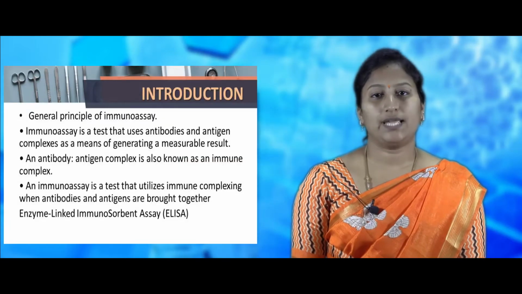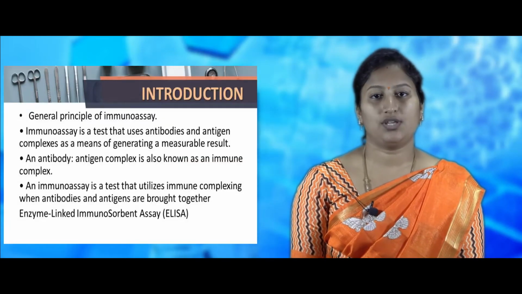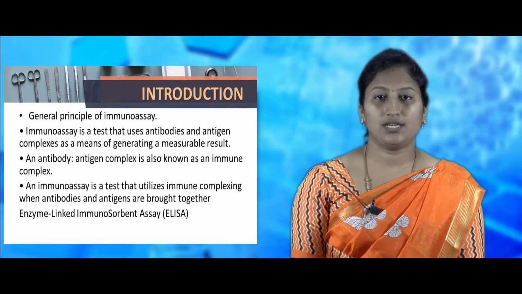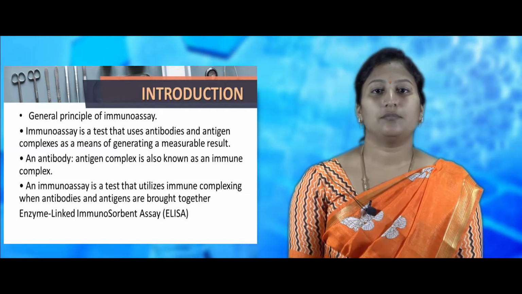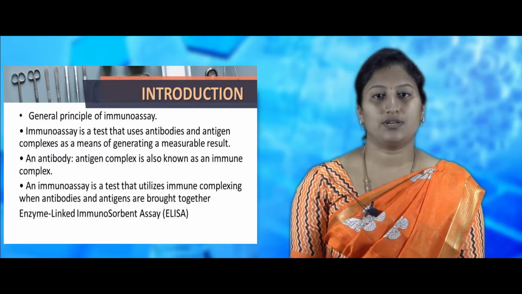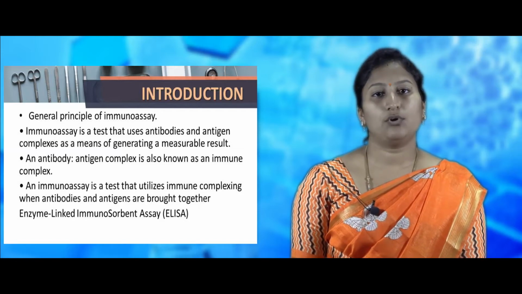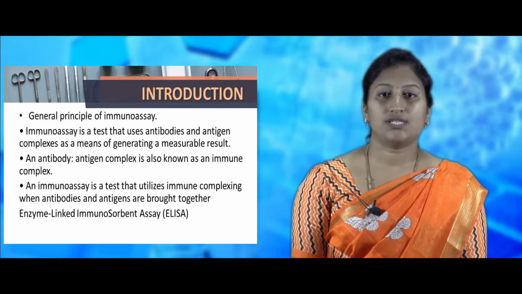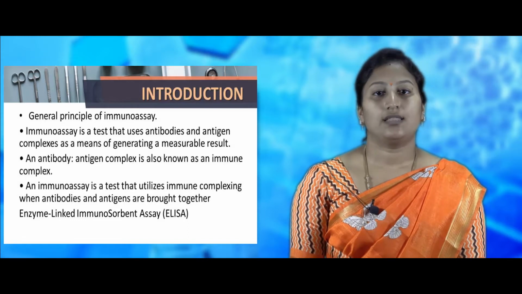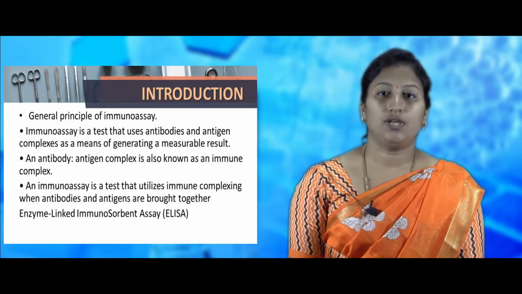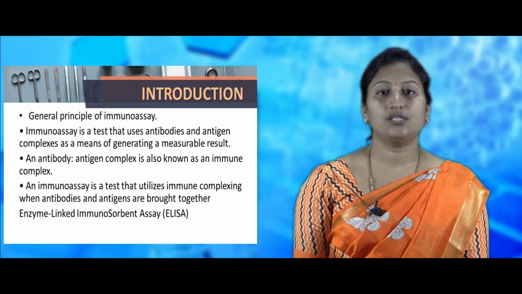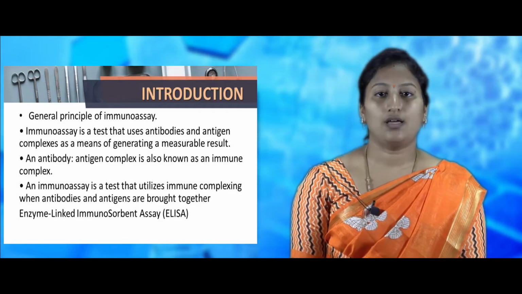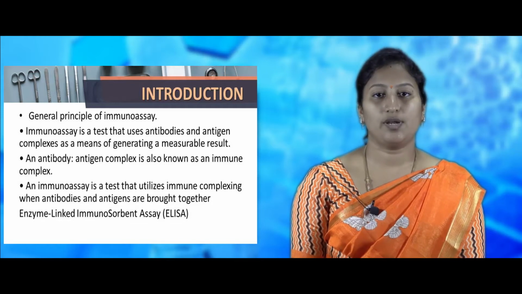To know more about ELISA, we must know what is immunoassay. Immunoassay is a test that uses antigen-antibody complex as a means for generating a measurable result. An antigen-antibody complex is also known as immune complex. An immunoassay test utilizes the immune complex when an antigen and antibody are brought together. One such technique is ELISA, or enzyme-linked immunosorbent assay test.